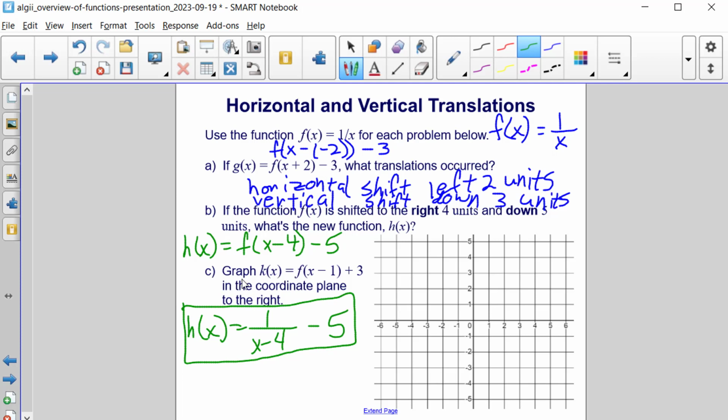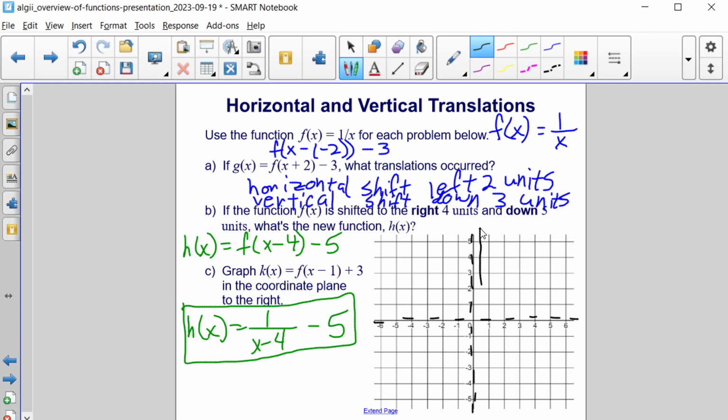Okay, and part C is asking us to graph k of x, which is f of x minus 1 plus 3. So our original parent function, 1 over x, looks something like this. I'm going to first draw our parent function, and then we'll use the h and k to horizontally and vertically move the function.